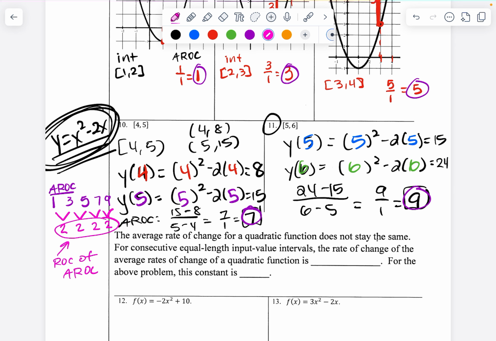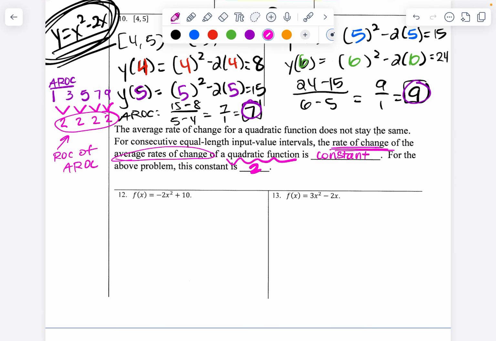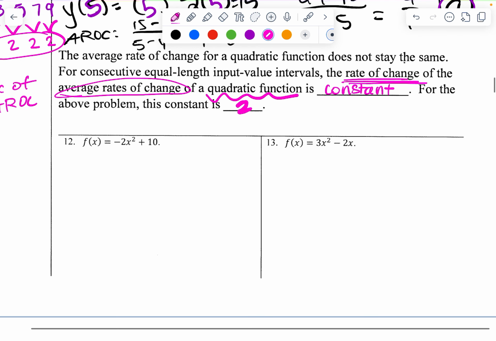So what do we say? Well, we say that the rate of change of the average rates of change for the quadratic function is constant, meaning it is changing by the same amount each time. And in this case, this constant is 2. Okay. What if I asked you to find the rate of change of the average rate of change for 12 and 13? How would we do that?